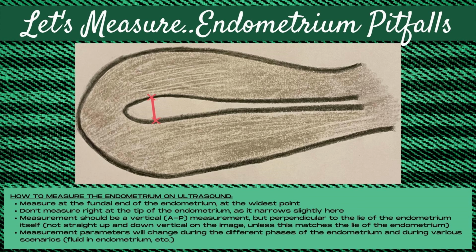Now let's measure the endometrium, and let's talk about some of the common pitfalls that happen when measuring the endometrium. First of all, you want to measure at the fundal end of the endometrium, at the widest point. Don't measure right at the tip of the endometrium, as it narrows slightly here, and it will underestimate your measurements. This measurement should be a vertical AP measurement, but you want it perpendicular to the lie of the endometrium itself, not straight up and down vertical on the image, unless this matches the lie of the endometrium.